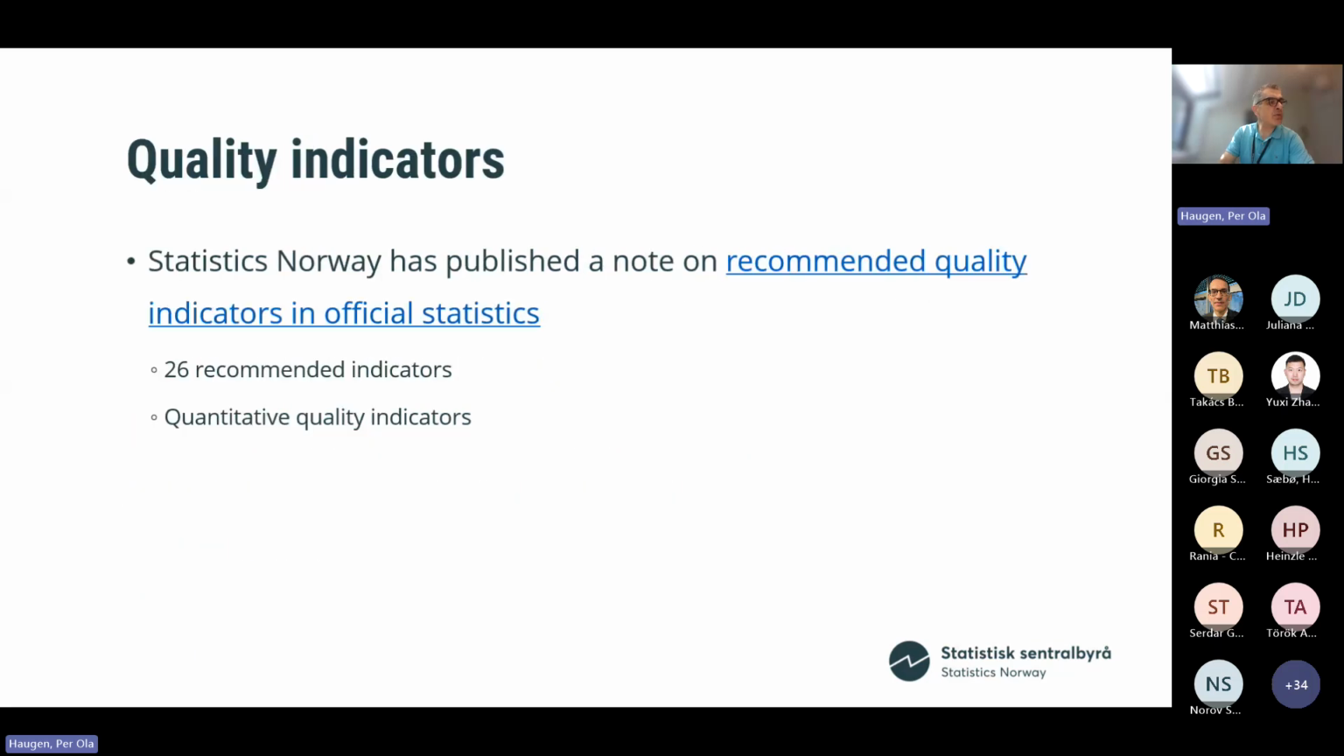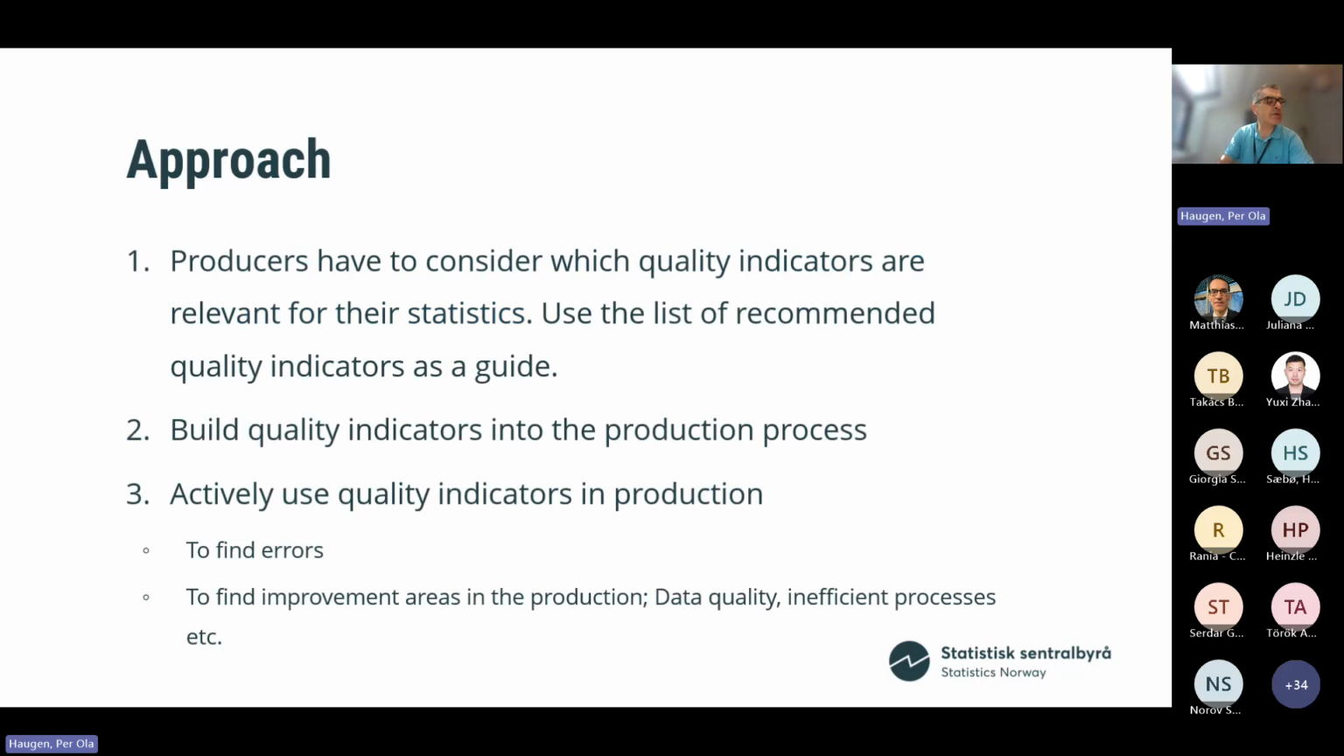And this list of indicators is not a definitive answer. Each statistics has to consider which of these indicators are relevant. But it's a guideline for the different producers. So the approach is that the producers have to consider which quality indicators are relevant for their statistics. And the next step, maybe they pick a few from this list, maybe 2 or 3 or 4, not too many.